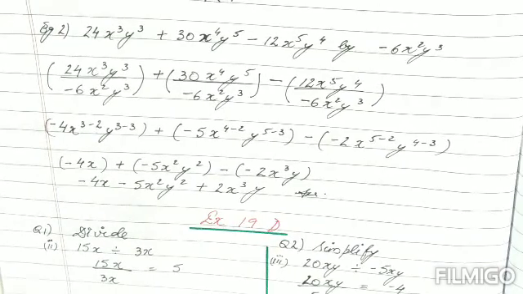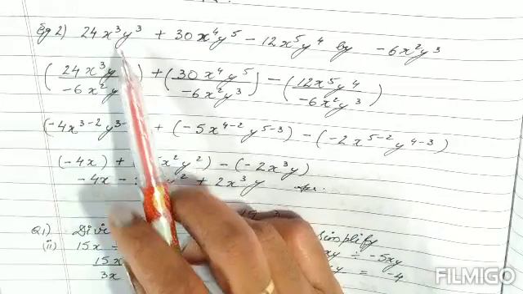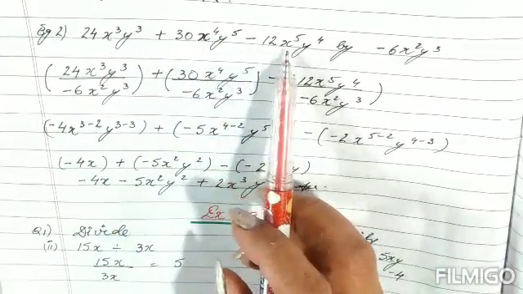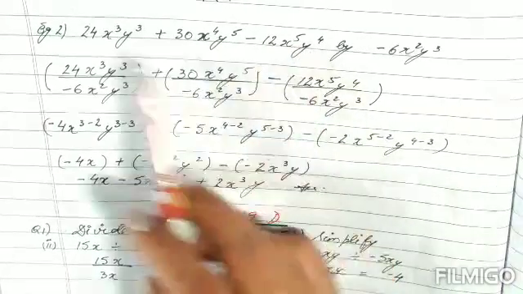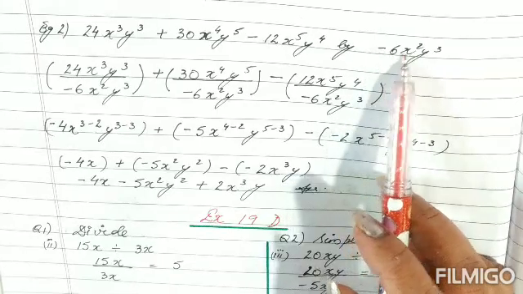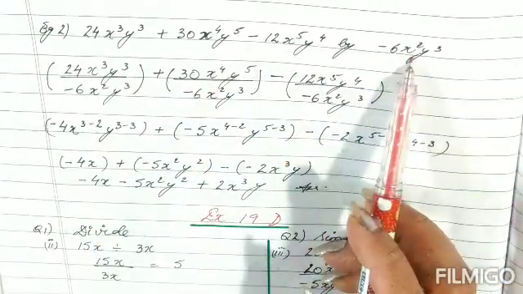Now one more example I have taken, children. This is a slightly longer one. 24x cube y cube plus 30x to the power 4 y to the power 5 minus 12x to the power 5 y to the power 4. Now this big polynomial is to be divided by a monomial which is minus 6x square y cube. Now every term over here has to be divided by this.